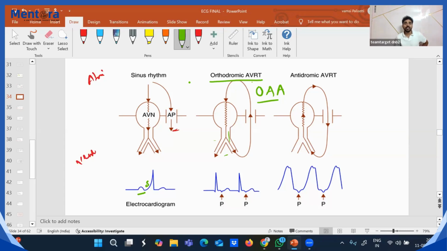In the antidromic pathway, what is going to happen? Here the impulse is going through the accessory pathway and exciting the ventricles. That is the thing.